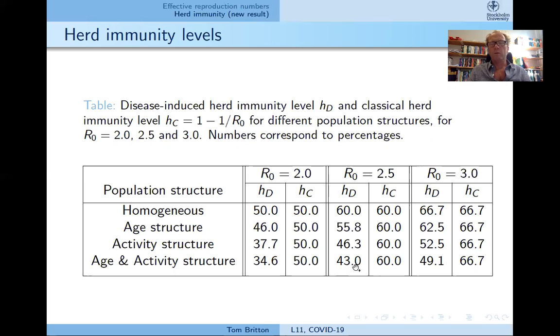So 43% is enough for herd immunity to be obtained when it is disease induced. So a fairly big difference, 60% versus 43%.